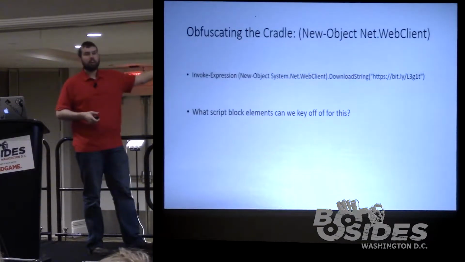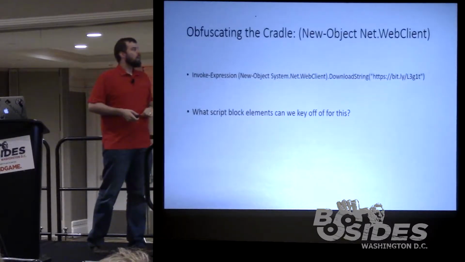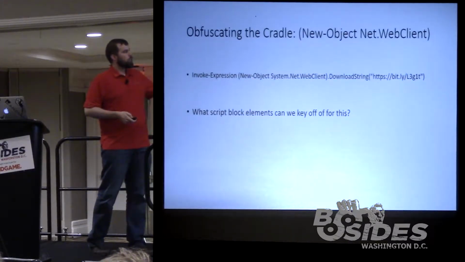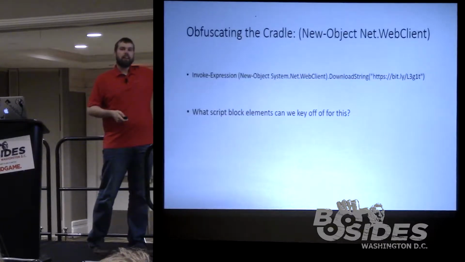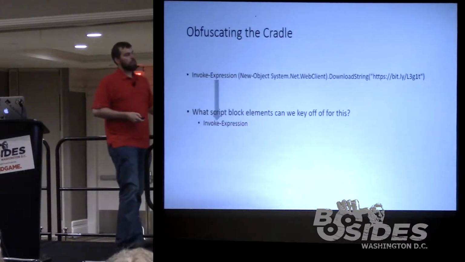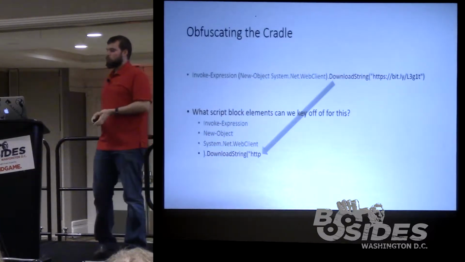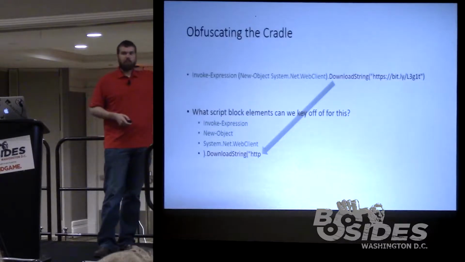So at the top, we have an attacker command, which is this remote download cradle with this bit.ly link, which is totally legit. And then let's say as a defender, if we want to catch this on the command line, how can we do that? Well, we can start to build out a list of terms at the bottom, where if we see invoke expression, new object, system.net.web client, and then download string HTTP, this would catch this exact command.